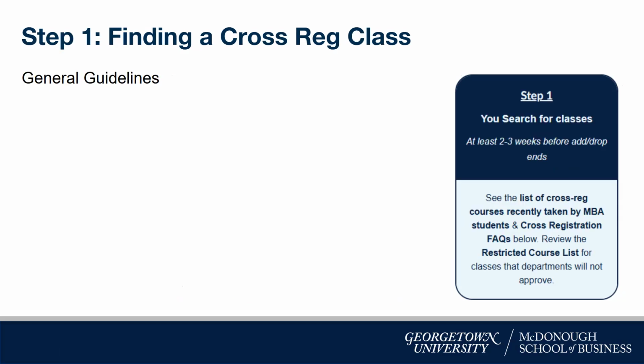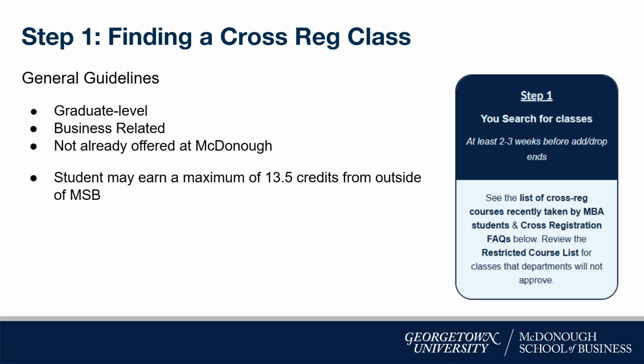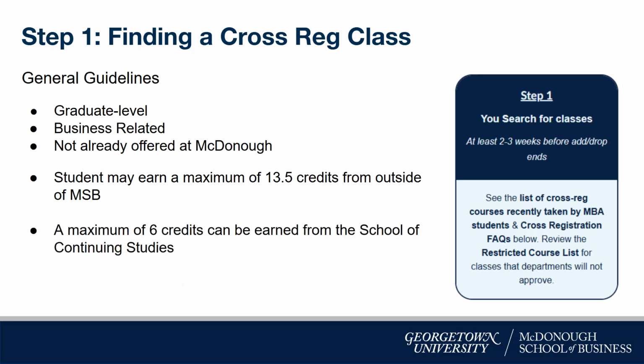There are a few basic guidelines that should be met for any cross-registration request. The course must be a graduate level course, usually 5,000 level or above, relevant to a business degree and business curriculum, and something not already offered at MSB. Overall, students can earn 13.5 credits outside of MSB. This means if you transferred credit from another university or plan to study abroad, you will be able to earn fewer credits through cross-registration. Additionally, a maximum of 6 credits can be earned through the School of Continuing Studies.